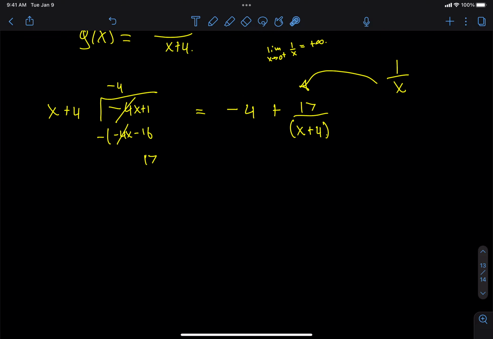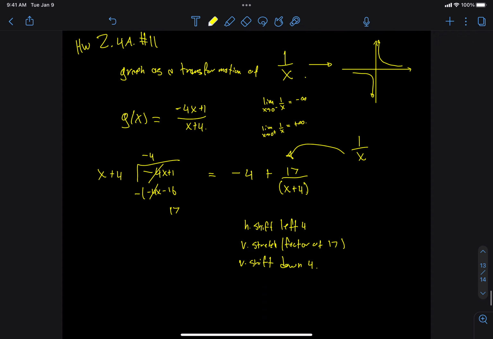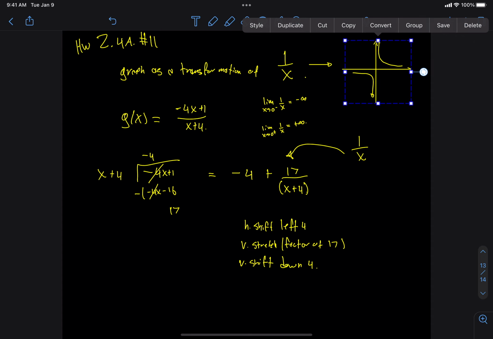Okay, so here's what we have. We have a horizontal shift left 4. We have a vertical stretch by a factor of 17. And we have a vertical shift down 4.